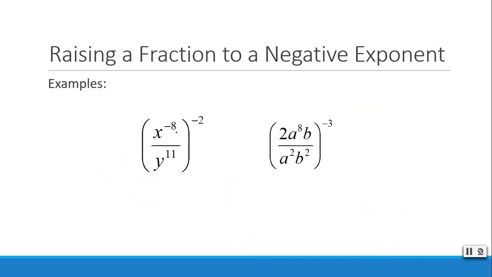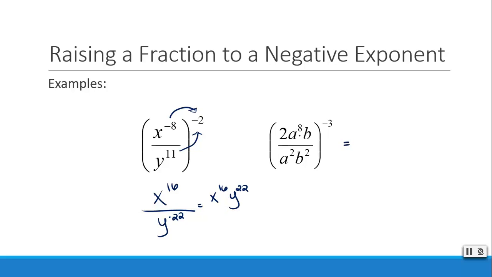Whenever you have a fraction being raised to a negative exponent, my suggestion is just write everything being raised to that exponent first. Remember, when you have a power to a power, you do want to multiply those. So this is going to be x to the 16th. This is going to be y to the negative 22, multiplying those together. Now to fix this, we're going to move y to the negative 22 and make it positive in my numerator. So this would be my final answer.